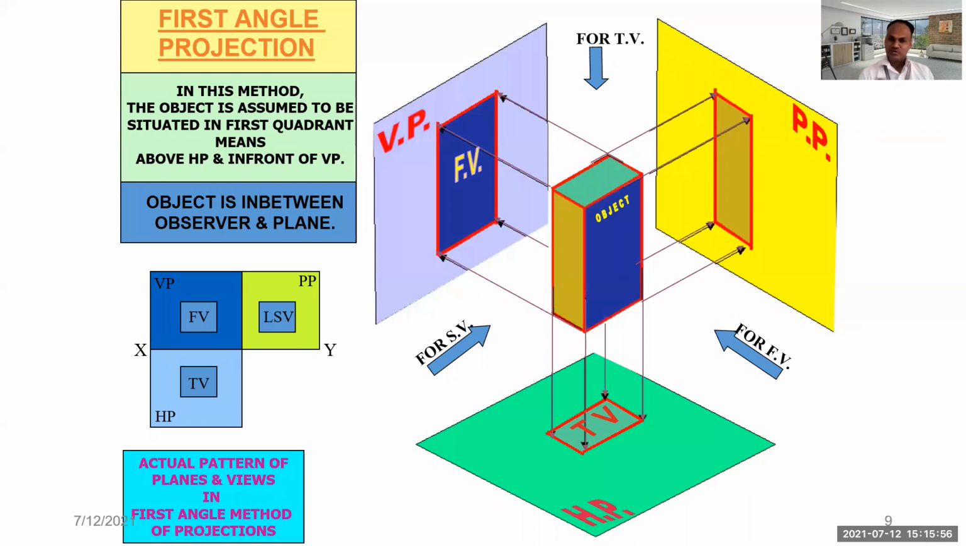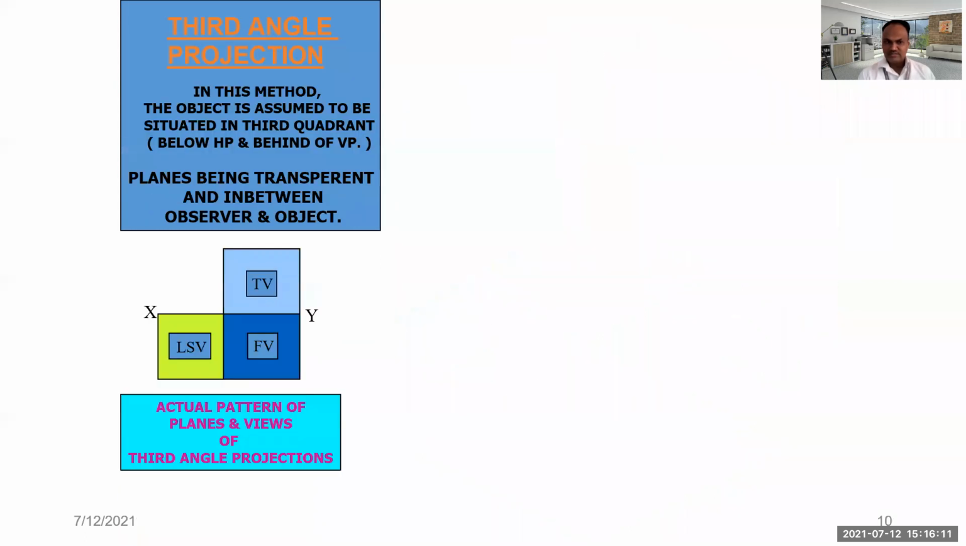You can say this is a book or this is a duster. So you'll get three views like this. So it's that easy. The only problem is that when the object gets complicated, you have to imagine it properly. That is your only task.